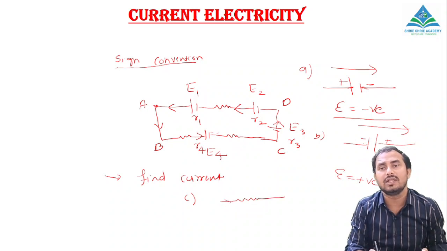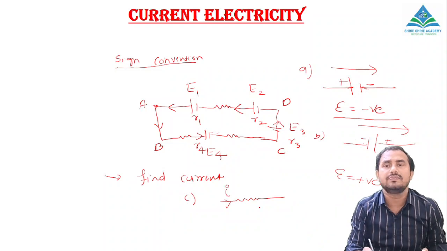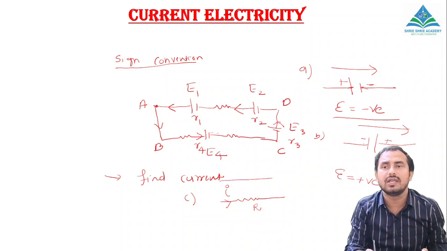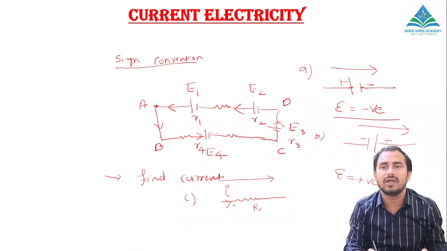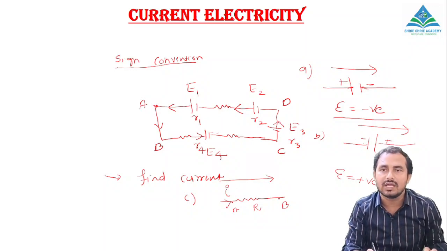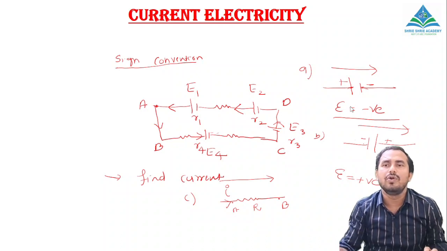When you are going in this closed circuit, you will meet a resistor. Let's say this is the current and this is the resistance R. So when you are going in the direction of current, let's say this is the point A and this is the point B. When you are going in the direction of current, the point A will have more potential, because the reason is simple.